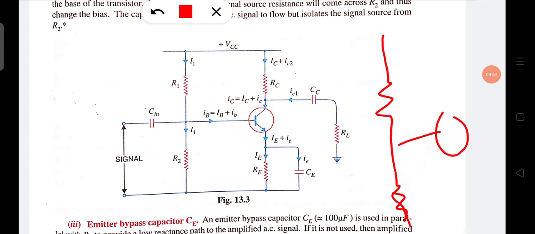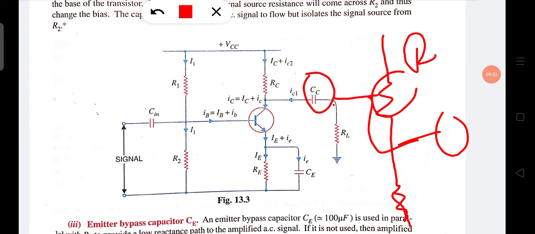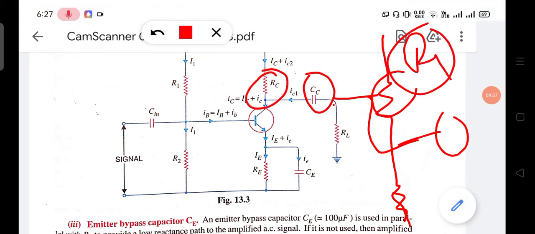So it connects from this to the base. This CC separates the R1 of the next stage. So RC and R1 are in parallel if there is no CC. To avoid this, we use CC to isolate the R1 of the next stage from the RC.